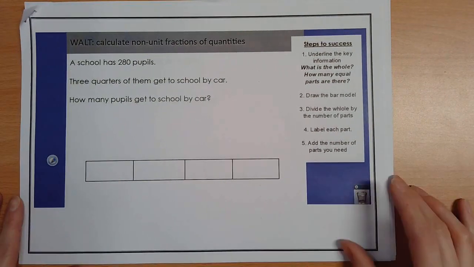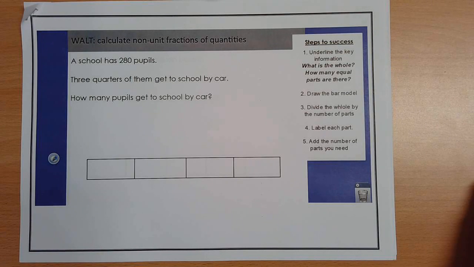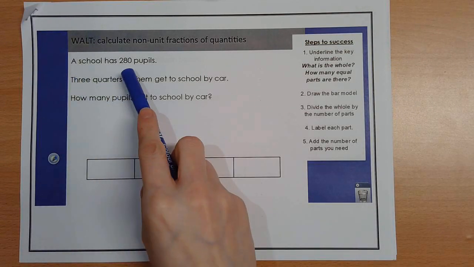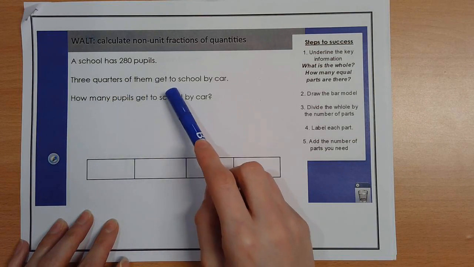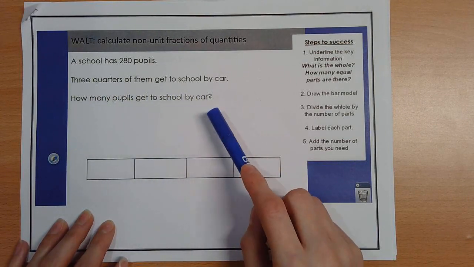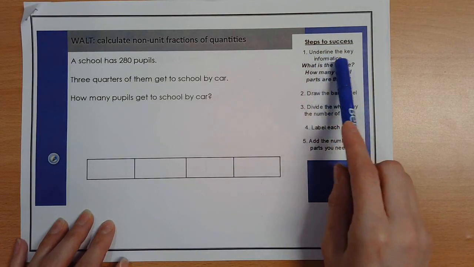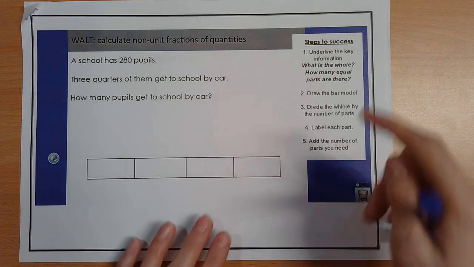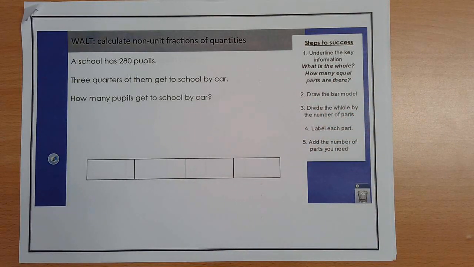So our first problem we're going to look at, and we have our steps to success on the side here to help us. So a school has 280 pupils. 3/4 of them get to school by car. How many pupils get to school by car? So I'm going to look at my steps. First thing I want to do is underline the key information. I'm thinking about what is the whole and how many equal parts are there. What am I trying to find out?